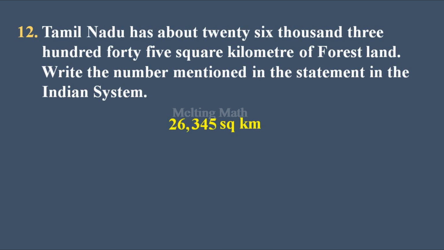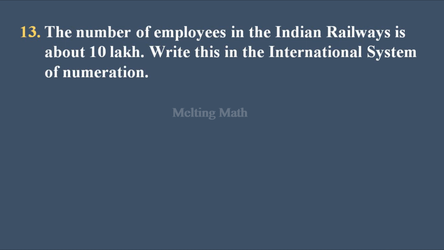Okay. Next, the number of employees in the Indian Railway is about 10 lakh. Write this in international system of numerations. Okay. So here they are saying 10 lakh employees are working under the Indian Railways. So we have to convert this 10 lakh into international system. Okay. So here 10 lakh is in the Indian system, but we have to convert this 10 lakh into international system. Okay, for that, so first write the number of 10 lakh in the Indian system. Okay, so how can you write 10 lakh? First write 10, then lakh means there should be 5 digits of 0. So just write 5 digits of 0 with it. Okay, so this is the 10 lakh. So we have to convert this 10 lakh into the international system.